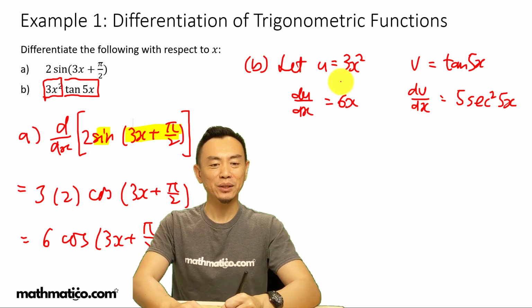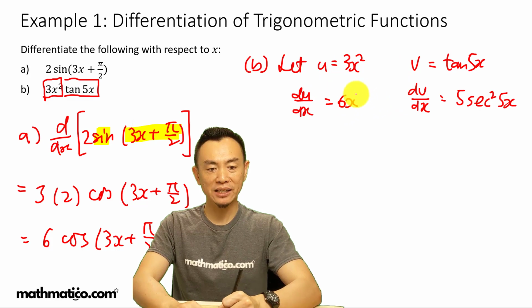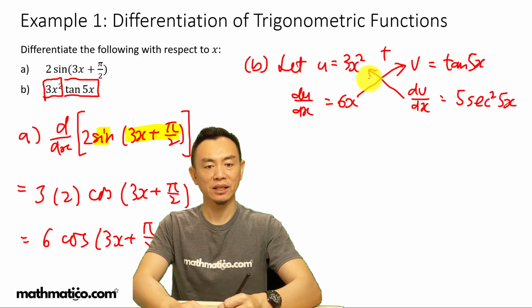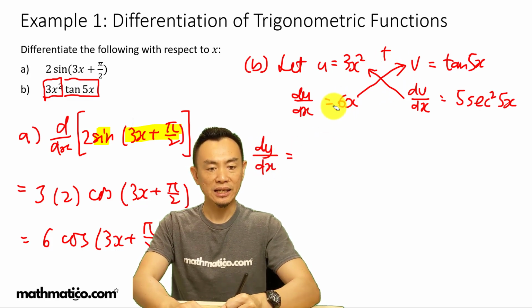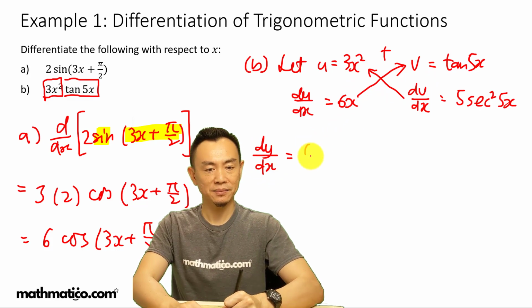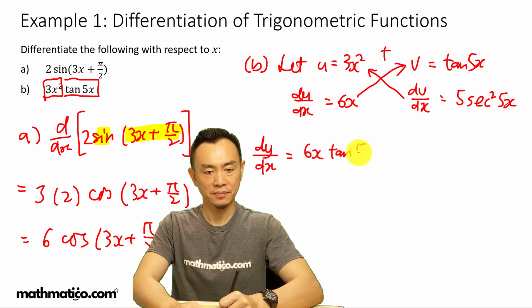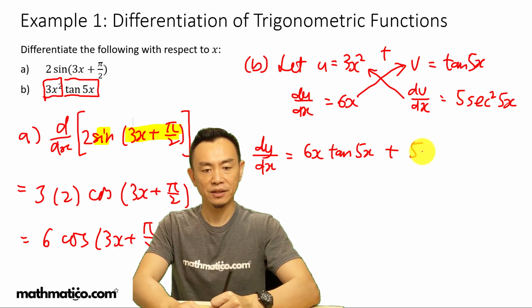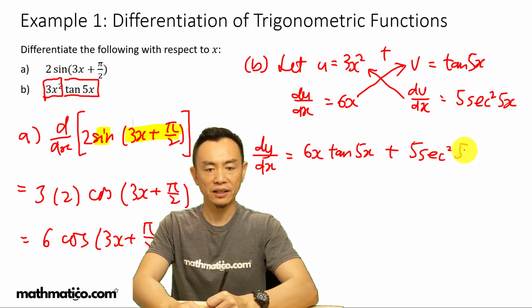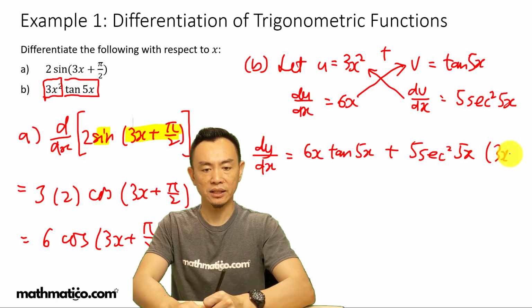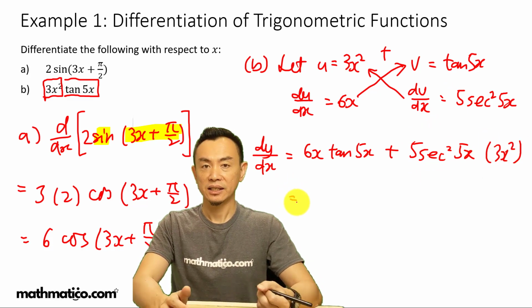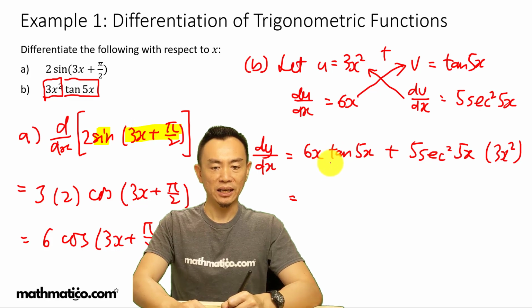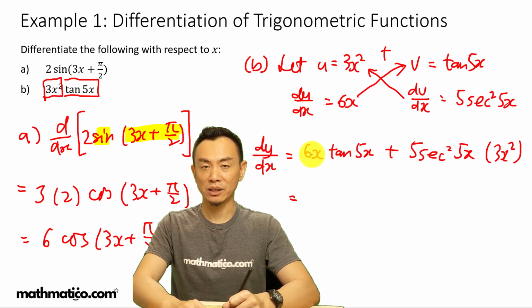Okay, then we do this, differentiate the first times the second, plus differentiate the second times the first. So we will have dy dx to be equals to 6x times tangent 5x plus differentiate the second 5 secant squared 5x times 3x squared. Simplify it and we are good. And do any factorization if it's possible.